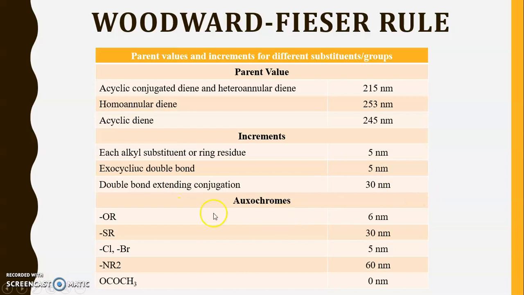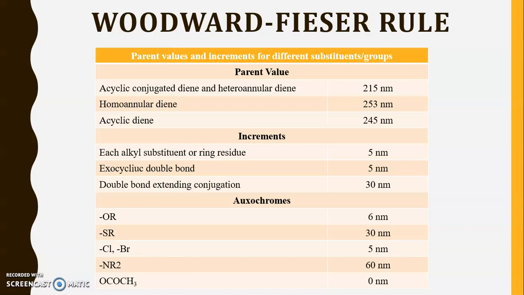Also, if certain auxochromes like OR, that is the O-alkyl group, 6 nanometer. For SR, we have to add 30 nanometer. If halogens like chlorine, bromine are present, we have to add 5 nanometer. If NR2, that is the amine functional group, is present, then we have to add 60 nanometer. And if this OCOCH3 group is there, the ester functional group, we add 0 nanometer. Means this particular functional group does not change the lambda max of that compound.